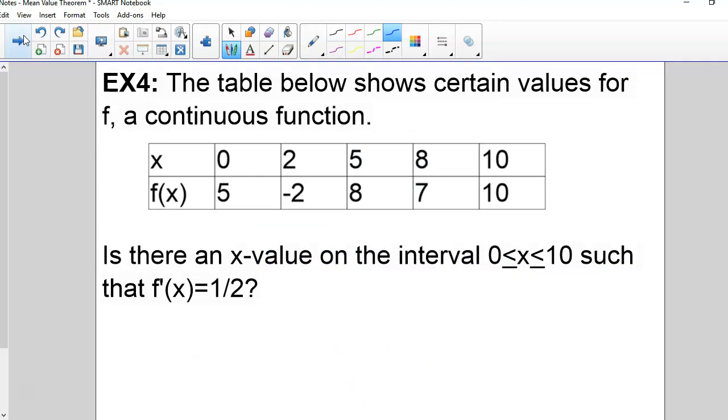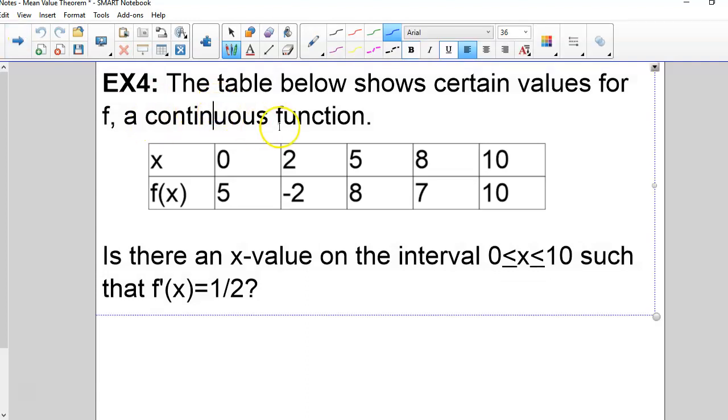Alright, for example 4, you're likely to get a problem like this on the exam. They like to give these with tables instead of values. So the table below shows certain values for f, a differentiable function. I should have put differentiable, not continuous. Is there an x value on the interval from 0 to 10 such that f prime of x equals 1/2?